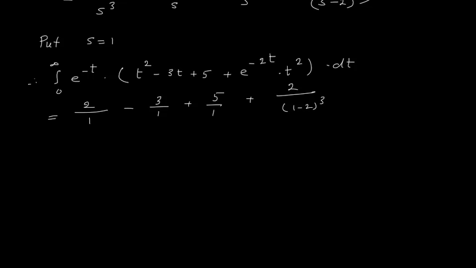So on simplification we will get 2 minus 3 plus 5, and 1 minus 2 is minus 1, cube is minus 1, so minus 2. So minus 2 plus 2 cancel, and 5 minus 3 is 2. So this is your final answer. Right, done. Okay, now we will see the second shifting theorem.